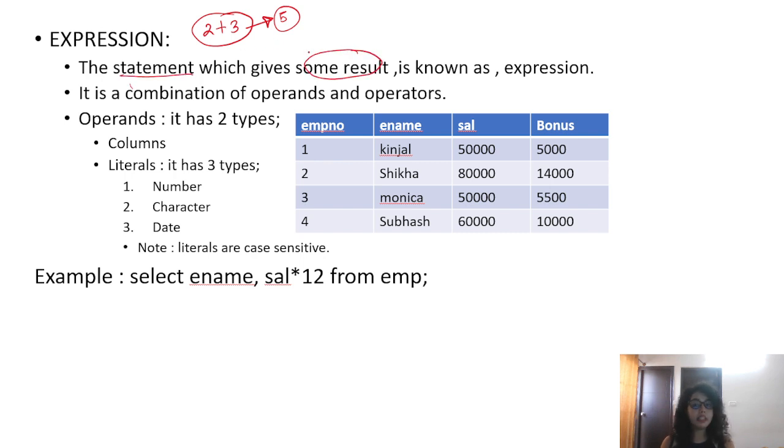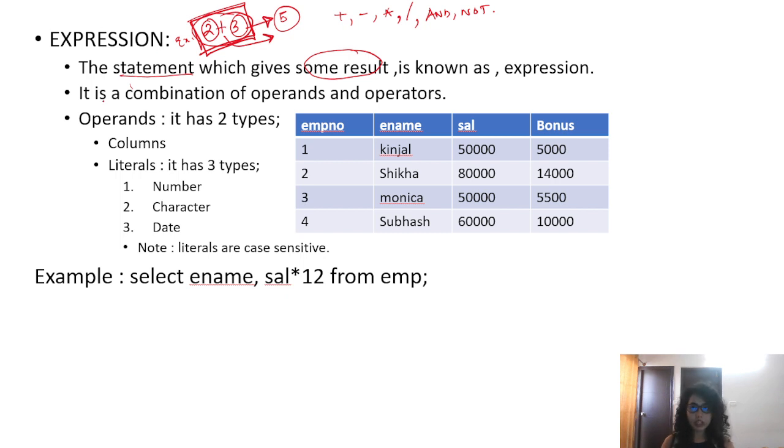It is a combination of operators and operands. In mathematics we also know operators, right? Plus is an operator, minus is an operator, multiplication, division, and not, all these are nothing but operators. In this example, 2 and 3 are operands and the plus sign is your operator. So expression is a combination of operands and operators which will give you some result.